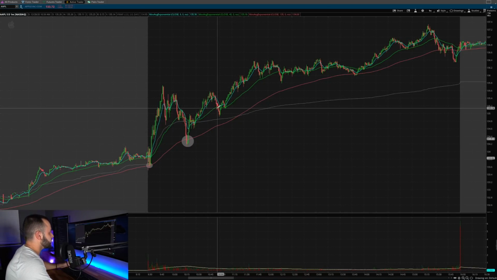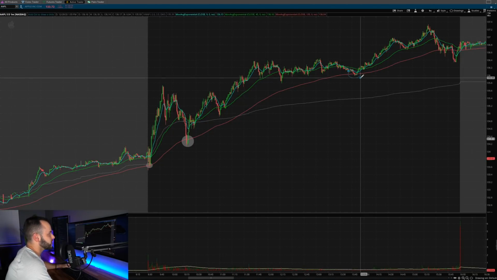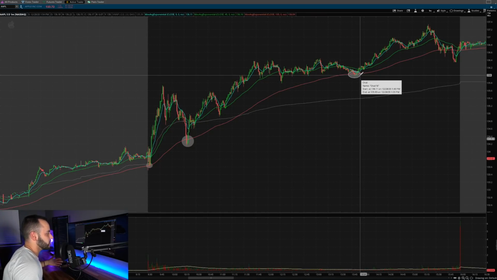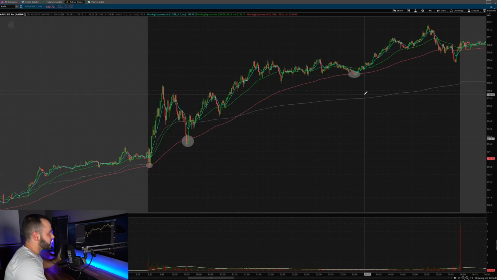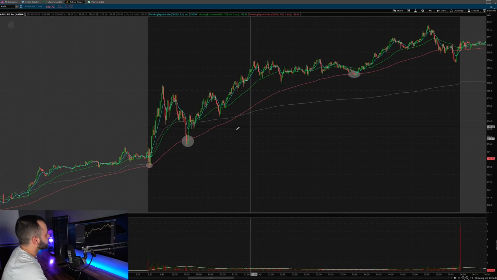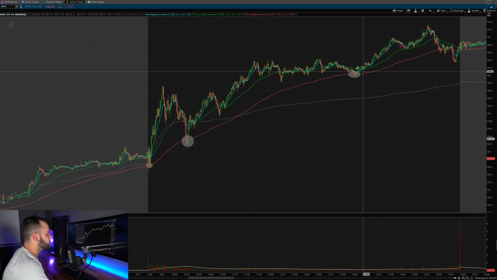Later in the day, we moved higher, sort of chopped around here. We respected the 45, the 9-period EMA on the 5-minute, did it again over here. But another one that I want to point out is this bounce right here, really respecting that 135 EMA on the 1-minute. Just as a reminder, the 135 is the 9 EMA on the 15-minute chart. So you can see this 135 acts as some last resort support. Right here on Apple was a great example.